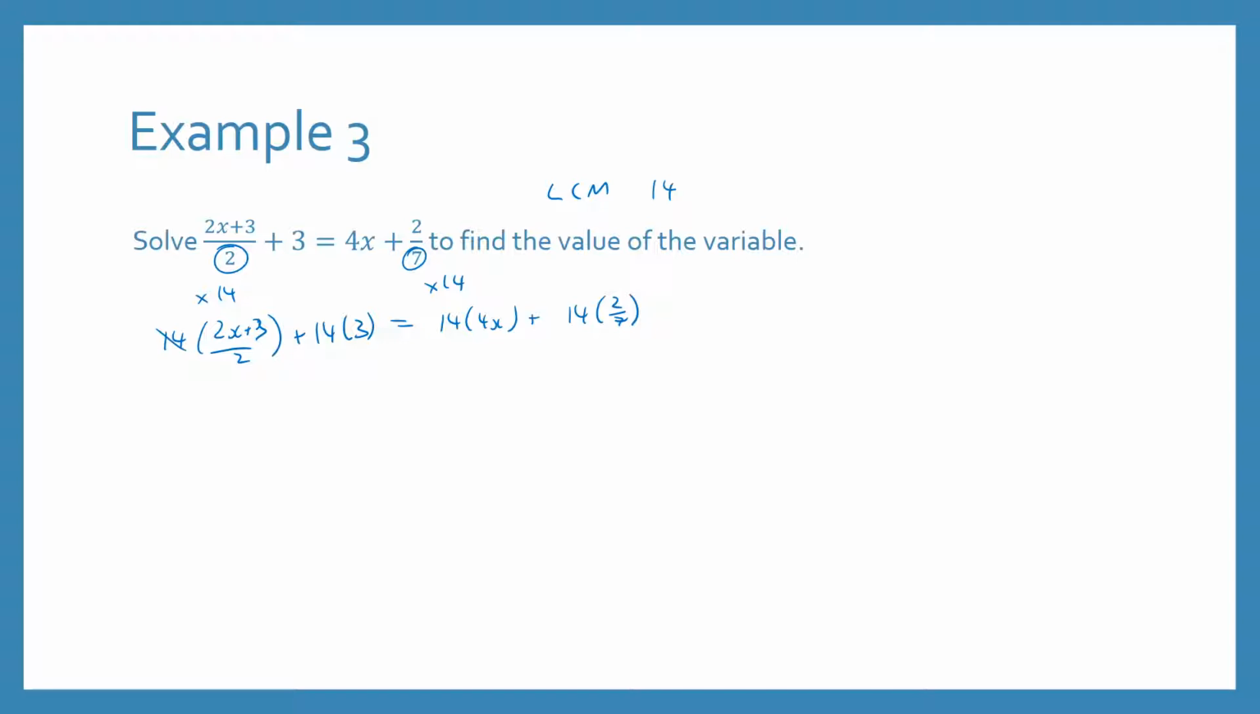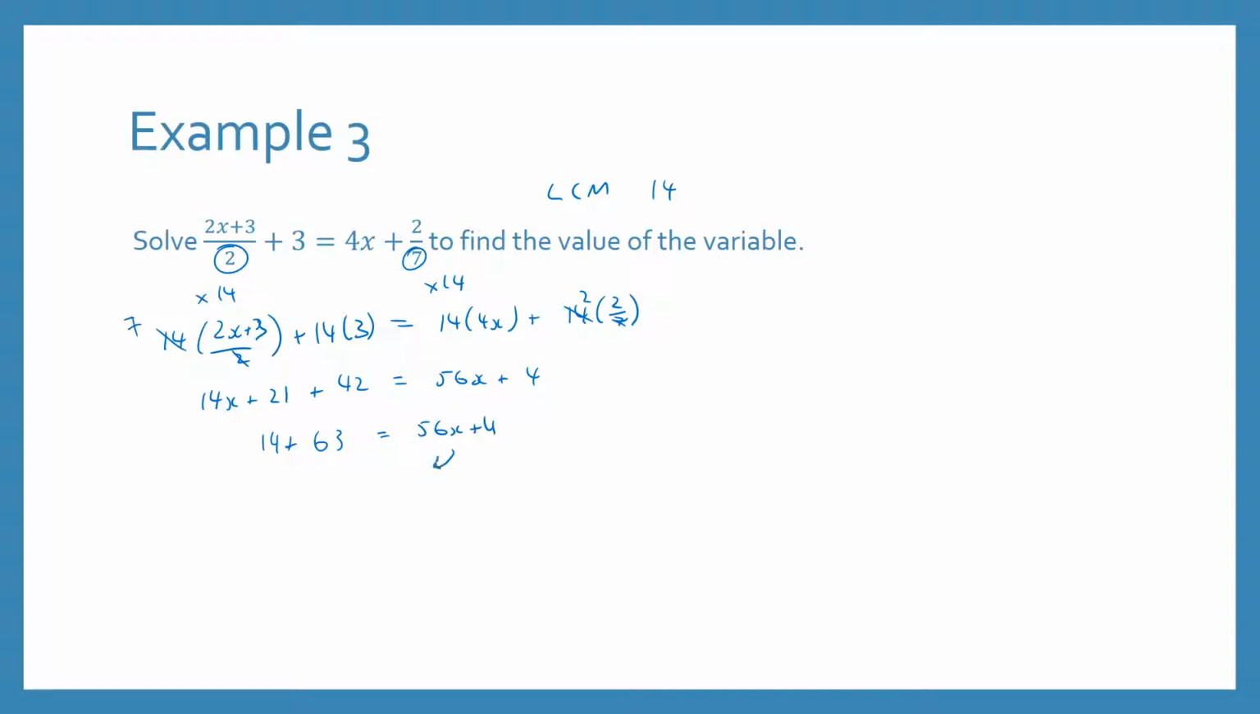Now we can simplify this. That becomes 7, and that cancels out. And these two are going to cancel out as well, and we're going to get 2, which means we're going to have 14x, 7 times 2x, plus 7 times 3, which is 21, plus 14 times 3, which is 42, equals 14 times 4, which is 56x, plus 2 lots of 2, which is 4. We can keep simplifying this down. We're going to get 14 plus 63 equals 56x plus 4.